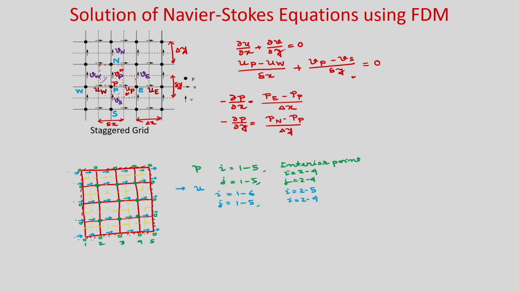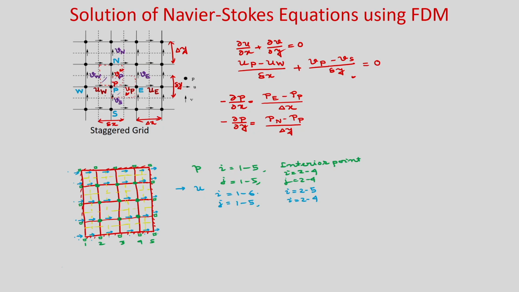to 4. So, you can see that indices are not the same for u velocities, because in the I direction there are grid points 1 to 6, but j is 1 to 5. Accordingly, interior points also vary.